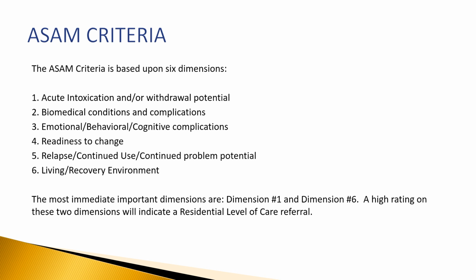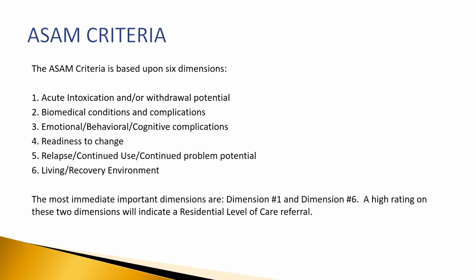The ASAM criteria is based upon 6 dimensions. Dimension 1 is acute intoxication. That means they're going to go into withdrawal. Number 2 is biomedical conditions and complications. So sometimes, for example, alcoholics may have a high withdrawal potential, and then they also are prone to seizures. So that would be a high score on dimension number 2.